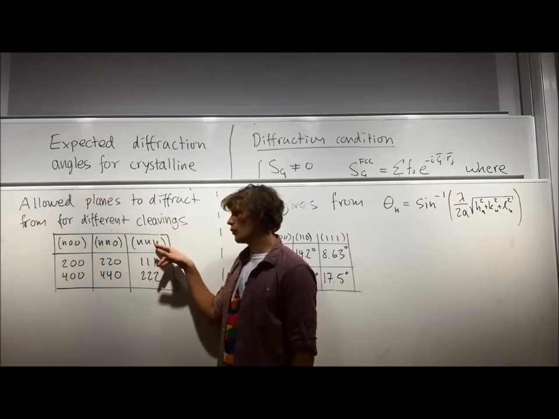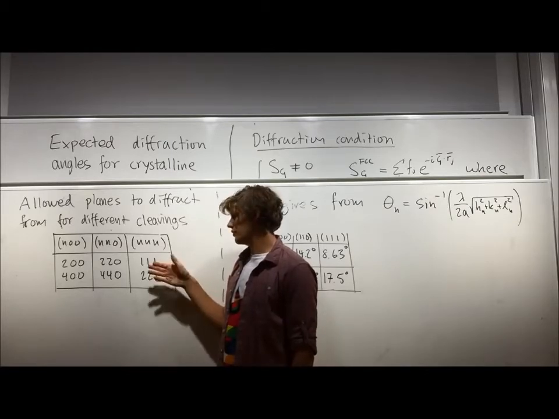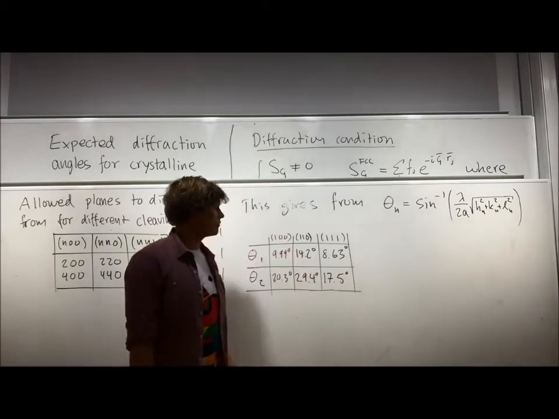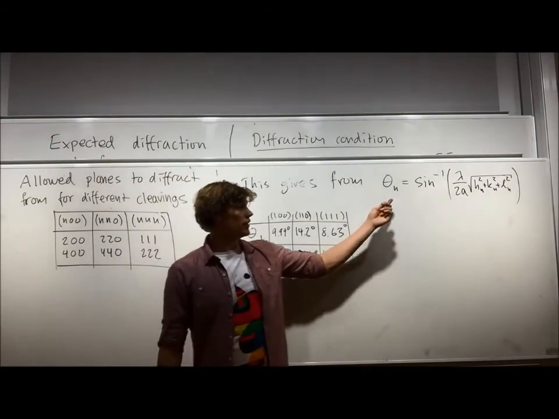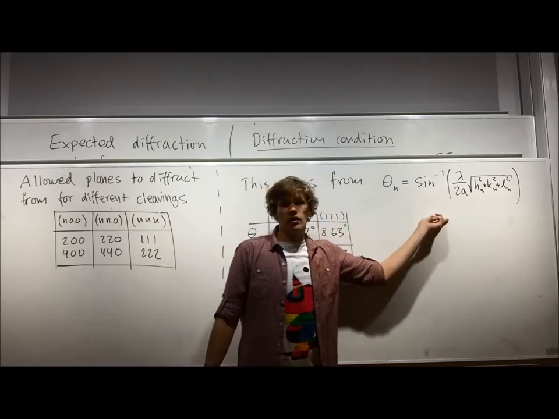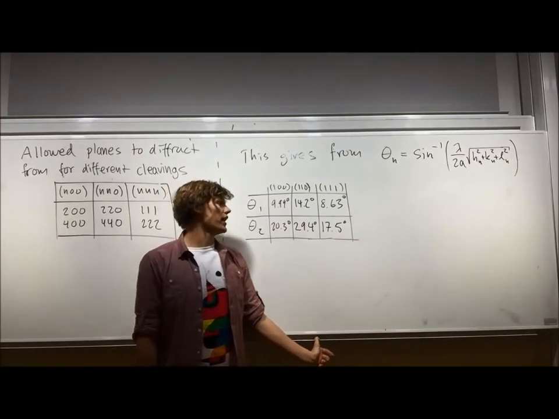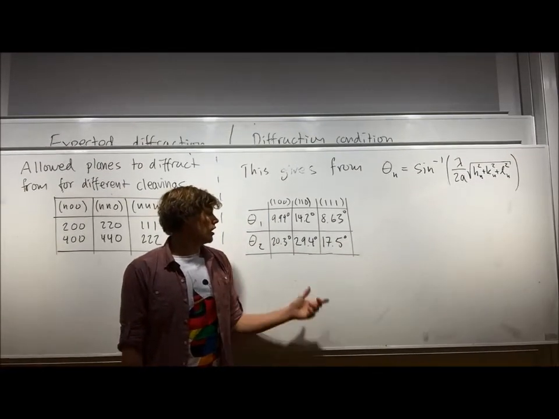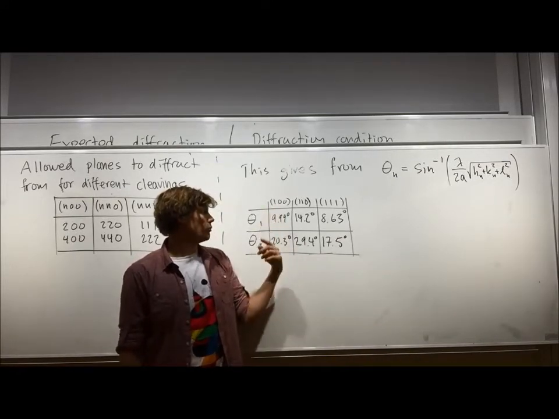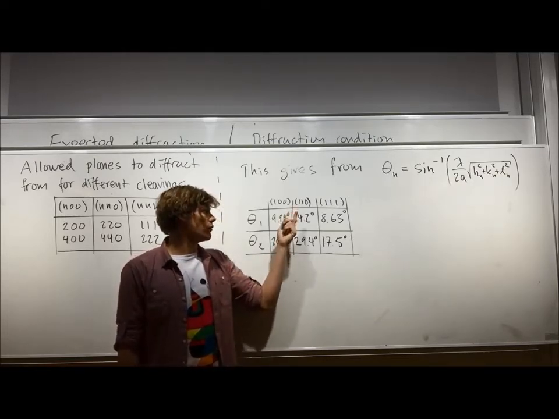And for the 1, 1, 1 case, you have odd numbers here because it's allowed to have all of H, K, and L odd. And basically we use this relation here, put in these values for H, K, and L, and then calculate what the first two diffraction angles are for the three cases. And the result is basically this. So for the 1, 0, 0 case, these are the angles you expect to get diffraction at, and for the 1, 1, 0, these are the angles, and so forth. So this was this problem.